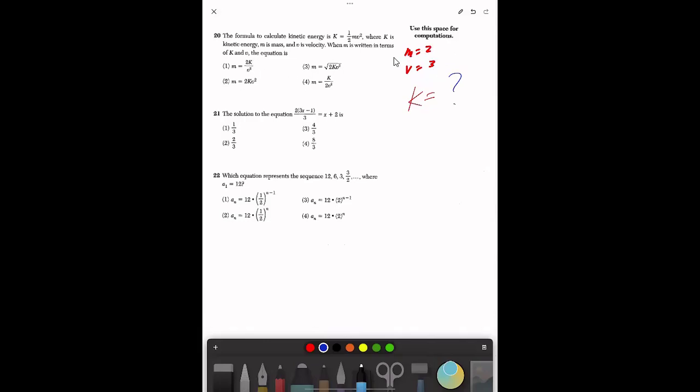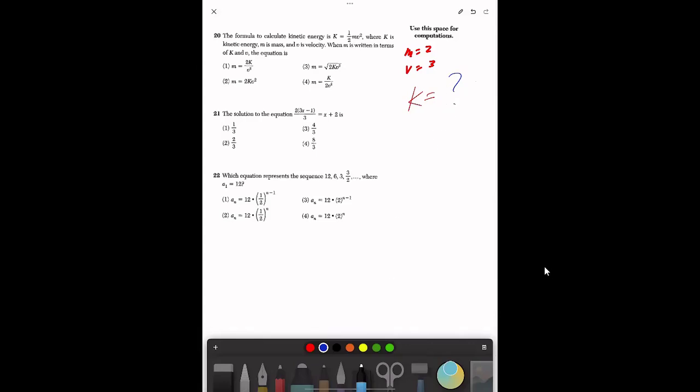What I'm going to do is, I've already started this. I'm going to store 2 into m, 3 into v, and then I'm going to use this formula to actually calculate what the kinetic energy, K, is. Then I'm just going to type these equations in, and now that I've stored all of these numbers, the one that gives me a true statement is what I'm looking for.